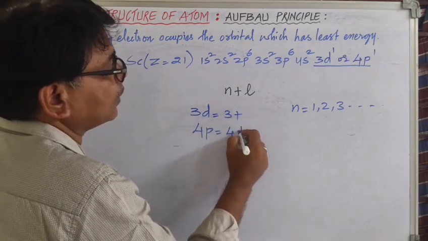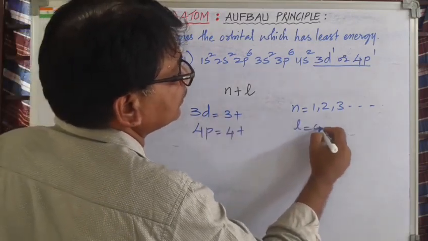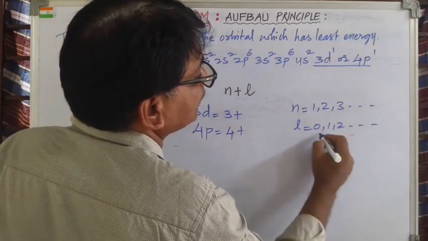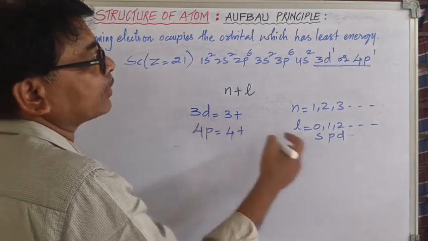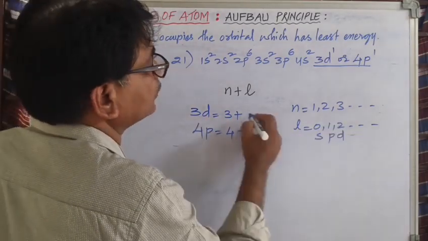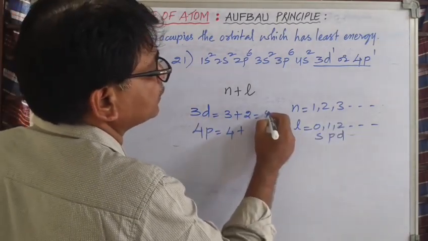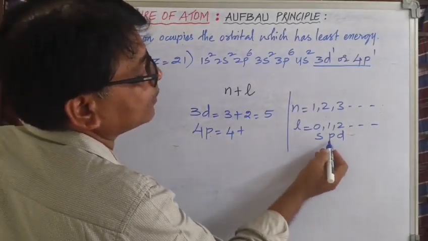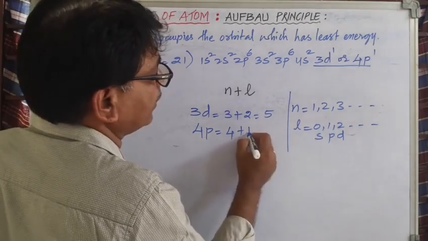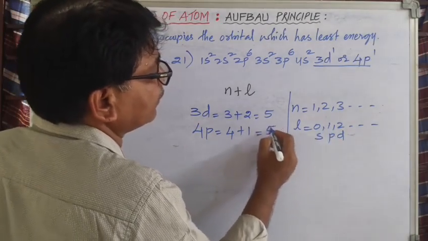Next, what does the letter mean? L is equal to 0, 1, 2 and so on. These are s, p and d. Since it is d over here, d means it is 2. Value of d is 2. Therefore 3 plus 2, and the answer is 5. Same way it is p now. The L value of p is what? 1. Therefore 4 plus 1, the answer is 5.